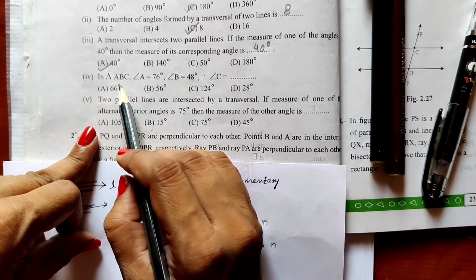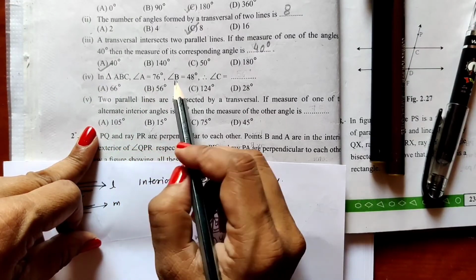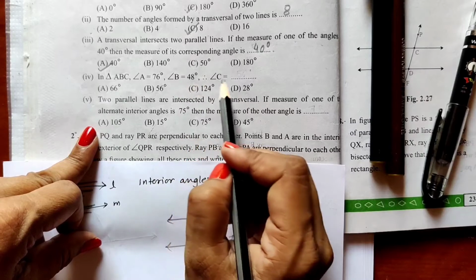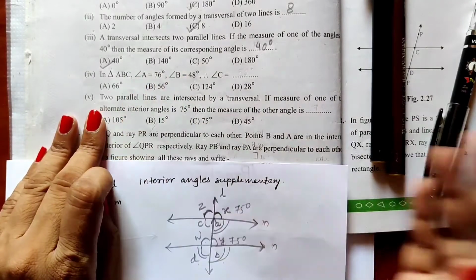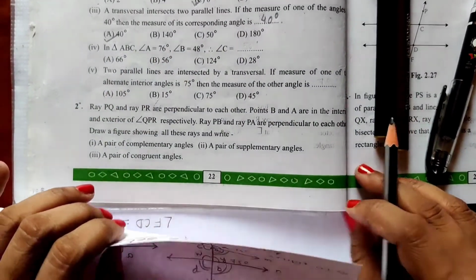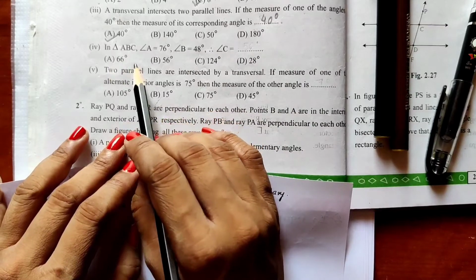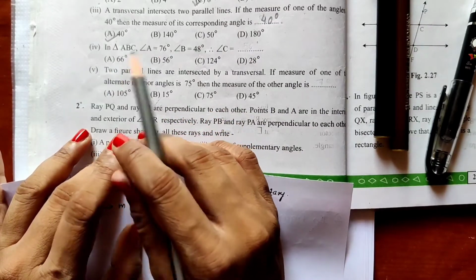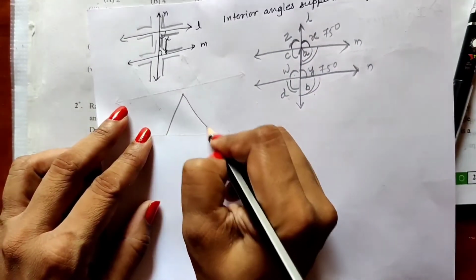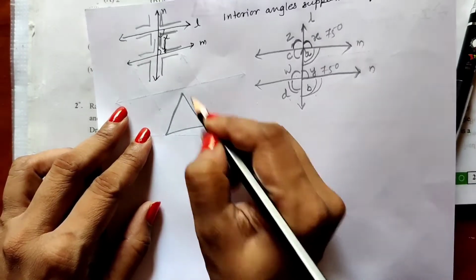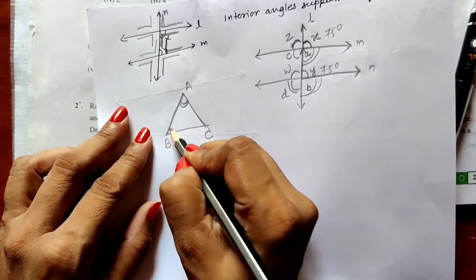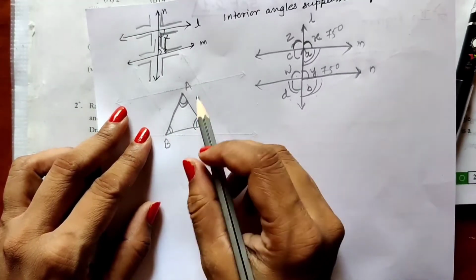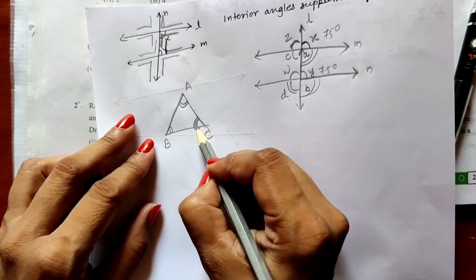Now the fourth sum: in triangle ABC, angle A is 76 degrees, angle B is 48 degrees, and angle C we will have to find out. See children, this is actually a question from the next chapter, but we all know the property of the angles of a triangle. Any triangle always has three angles. For example, in triangle ABC we will have angle A, angle B and angle C. What is the property of a triangle related to angles?